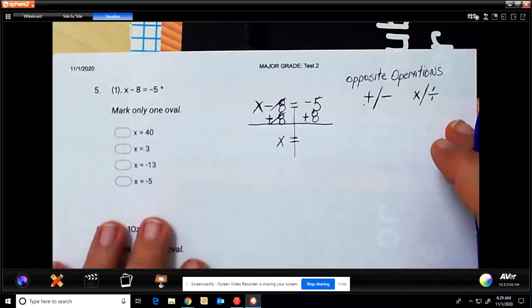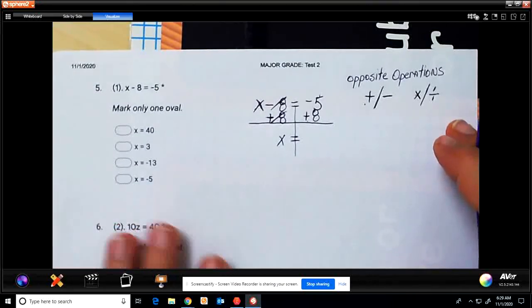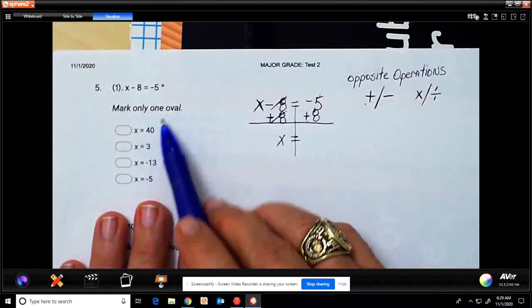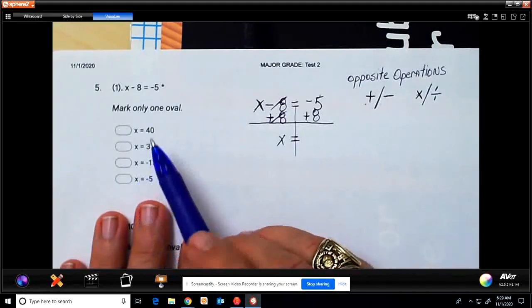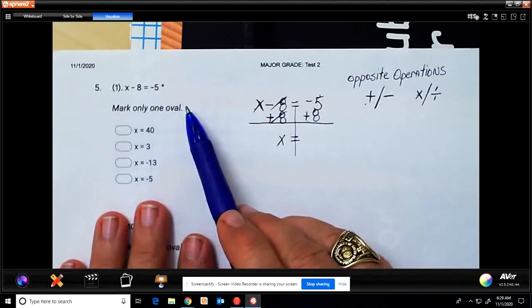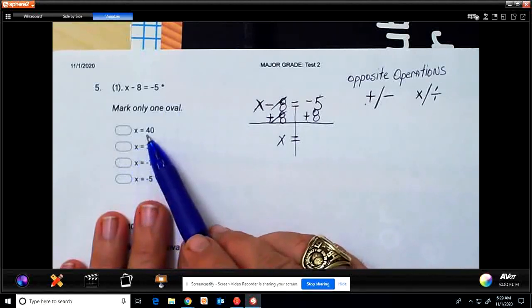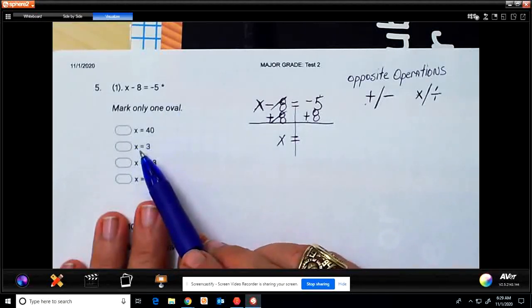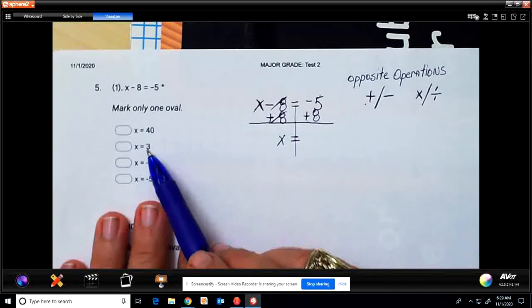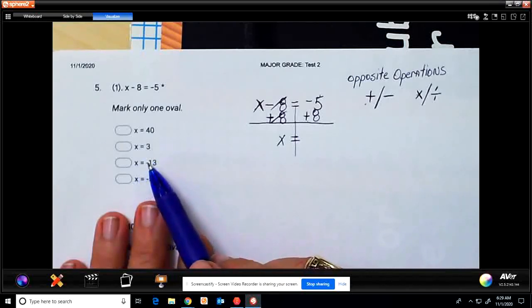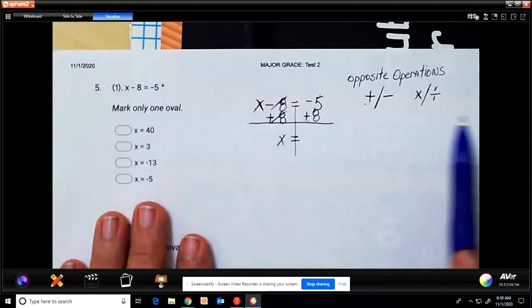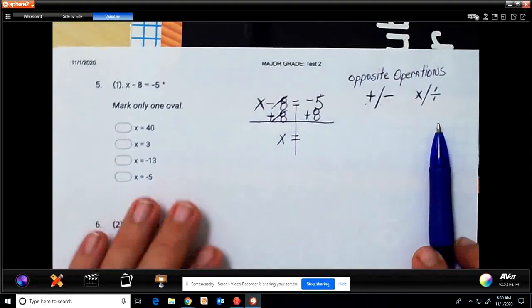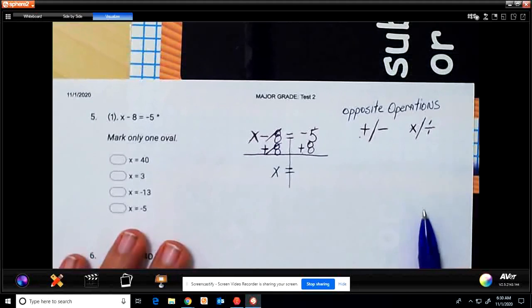Your answer choices are, mark only one oval. X equals 40. X equals 3. X equals negative 13. Or X equals negative 5. I'll give you a moment and let you work this out.